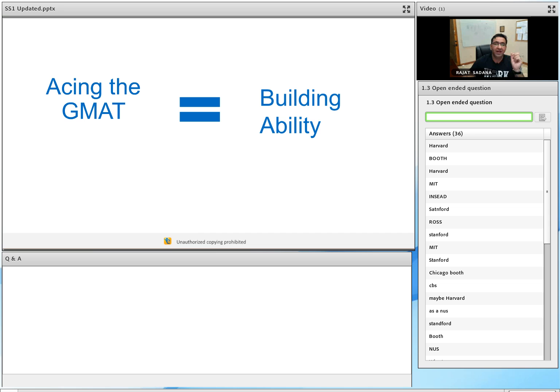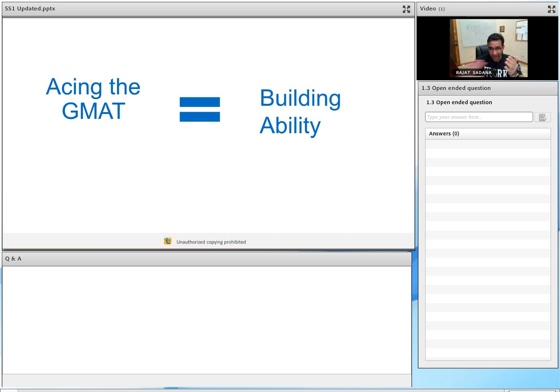Okay. To understand this, let me ask this question again, very open-ended, and I want you guys to be honest. How do you think, when you are in this session today, you're going to ace the GMAT? What are the three things that you're going to do? Just write down three things, simple stuff that you're going to do that you think will help you ace the GMAT.